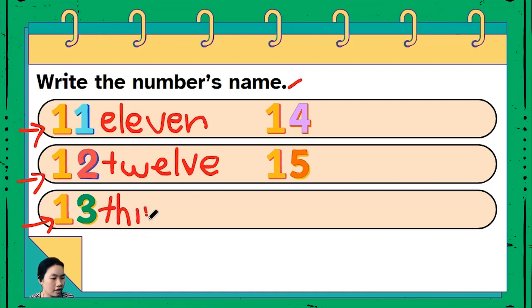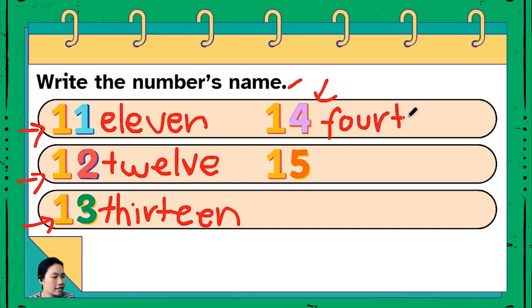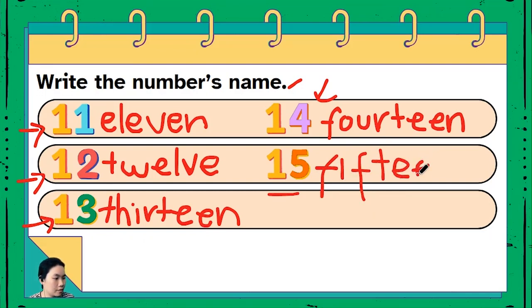What do we do with 13? T-H, thir, T-E-E-N. 13. Over here, 14. What about 14? F-O-U-R, 14. Our last number, 15. 15. There we go.